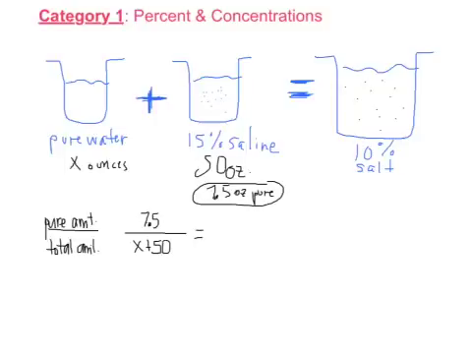The desired concentration is 10%, so when we divide, just like having a quiz score or a test score, the number right divided by the total, that always gives you a decimal form of the percent. 0.10 will represent 10%. This is a rational equation.